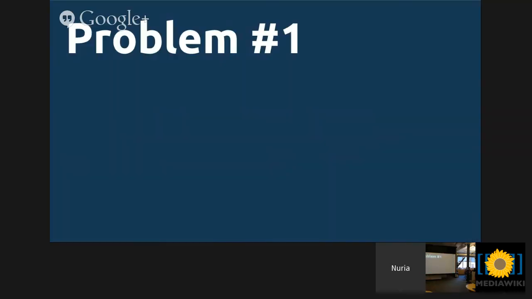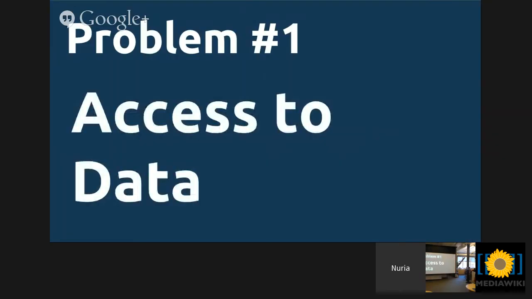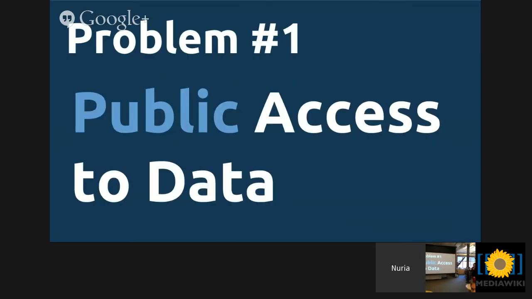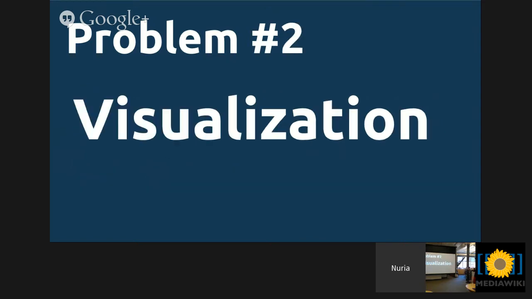It's all time series. So the first problem we had to solve was the access to the data. We wanted access to be easy, and not only that, everyone should have access to this data. So we wanted the data to be public. That was the first problem we identified, that we had to have a public data set from which we can infer the data. And problem number 2 was visualization.